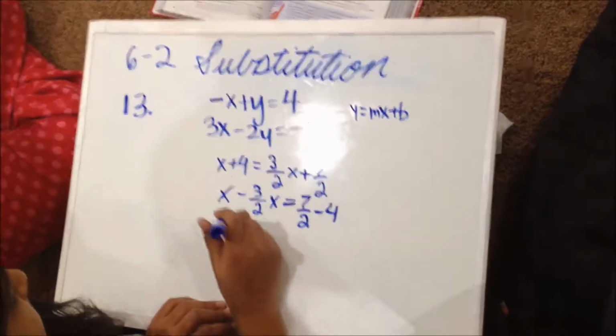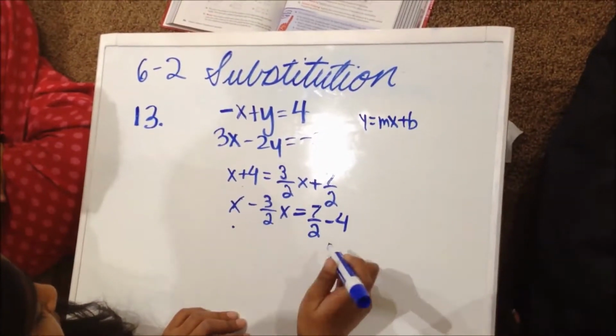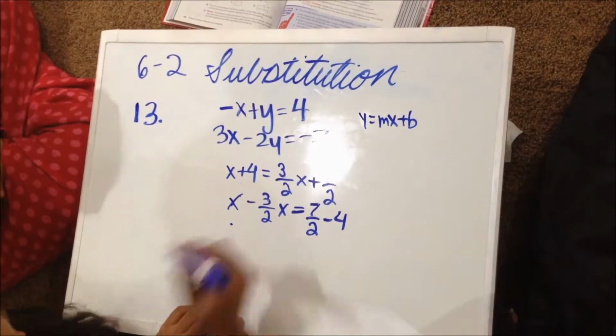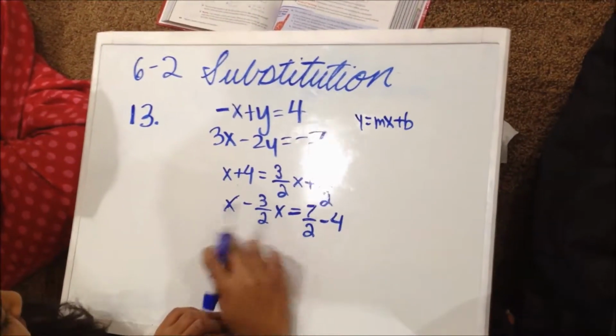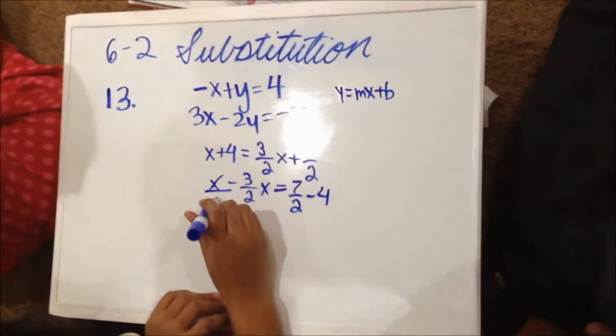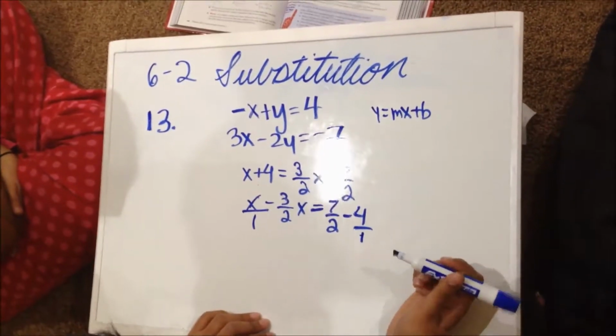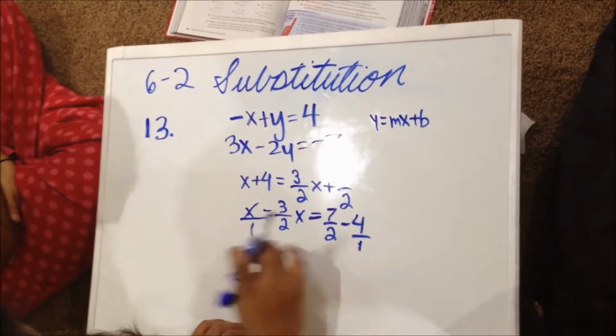Okay. So then you would have this and this, and then because you can't subtract it just like this, you would have to put it over 1, and this one over 1 too, because it doesn't have anything on the bottom, and the other ones do.